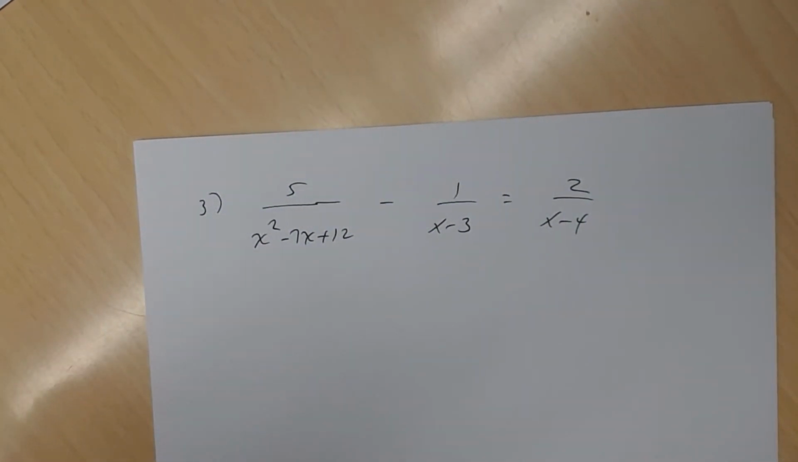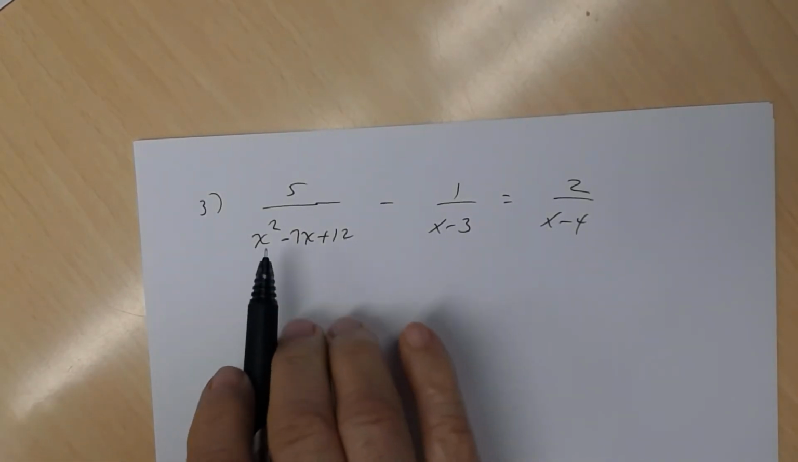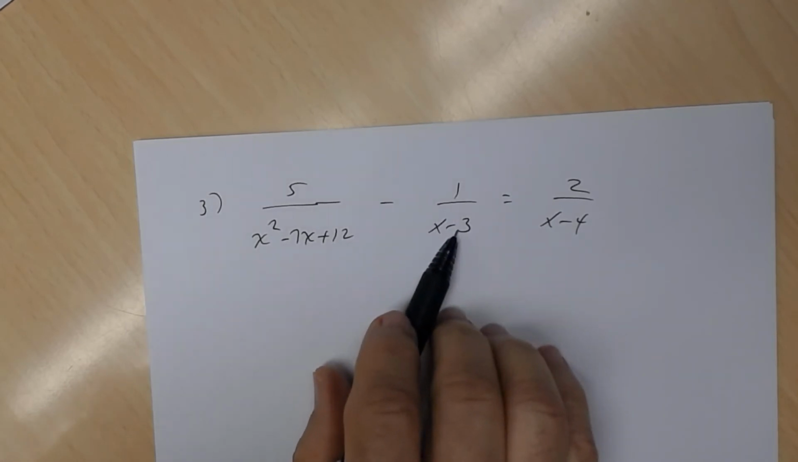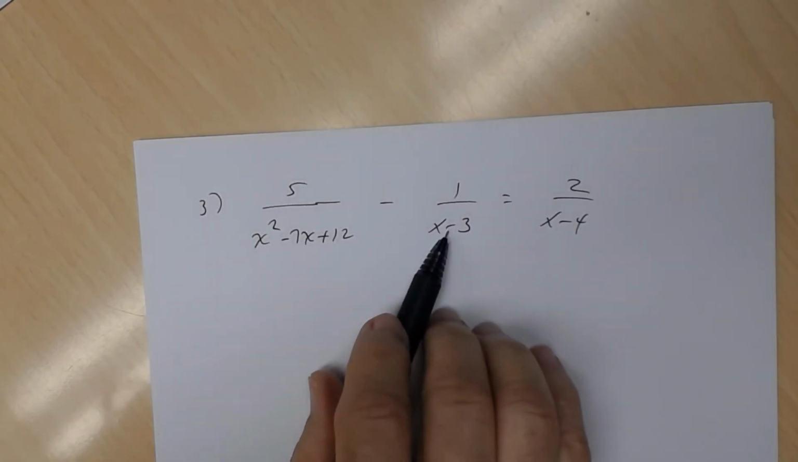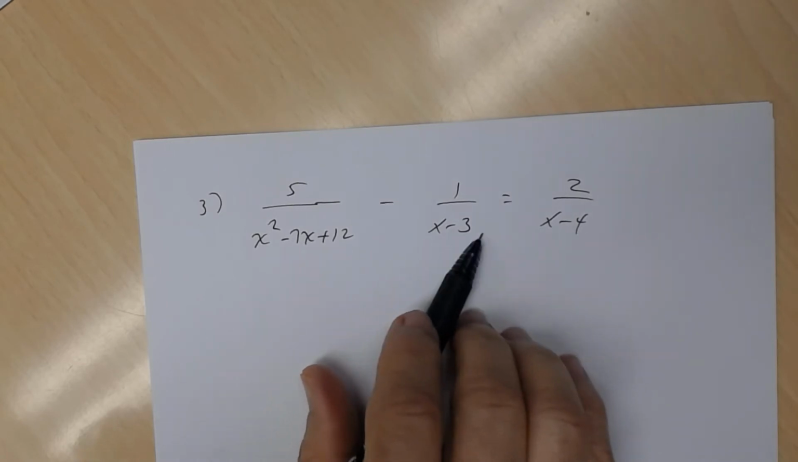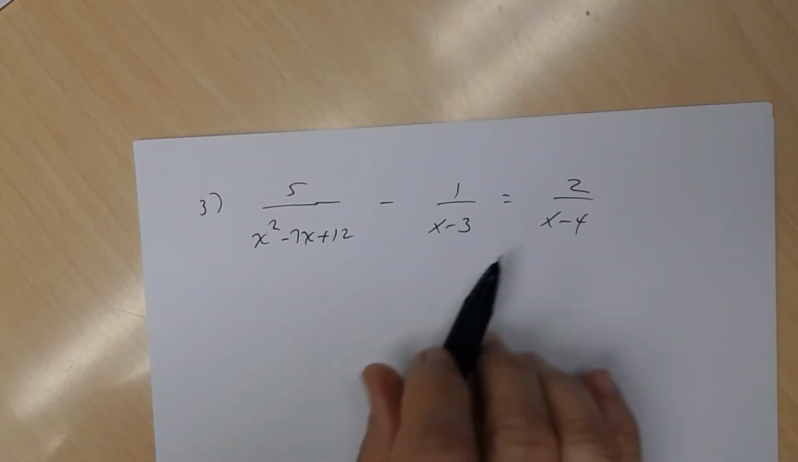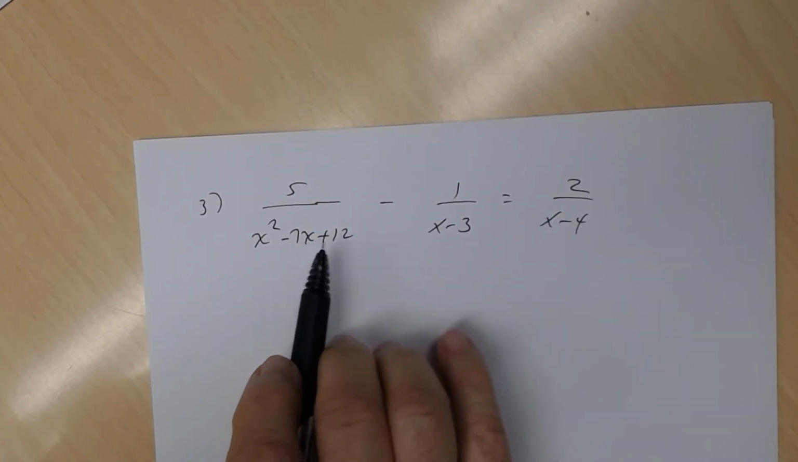Okay, now I got to find my restrictions. So to find the restrictions, you're going to have to factor your denominators. So I can't do anything here. X minus 3 is a linear factor, and I can't factor out anything other than 1. The GCF here is 1. GCF here is 1.